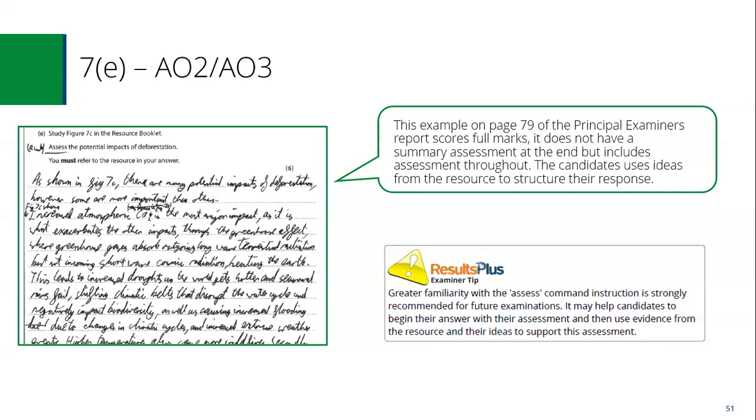Yes, Mark, it says all factors, but it's all factors within that one factor. So it's all the factors within the ones they choose, not all the factors on the resource.